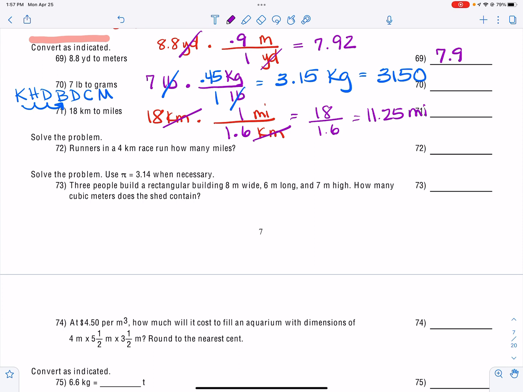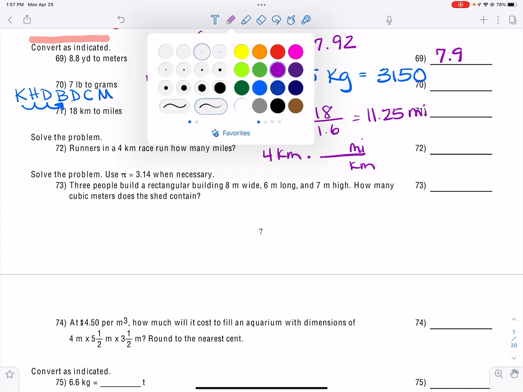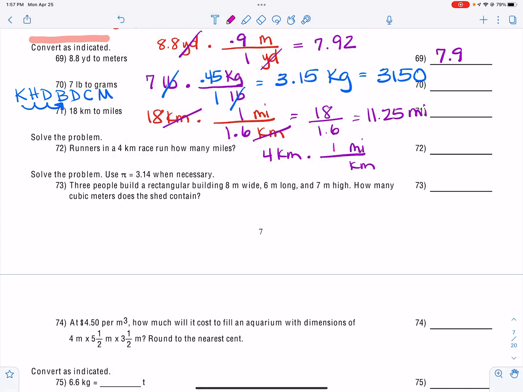Okay. Now, in the same sense, we have 4 kilometers and we want to know how many miles that is, we're going to use the same setup. 4 kilometers, kilometers on the bottom, miles on the top, and we know that 1 mile is 1.6. So if I take 4 and divide it by 1.6, I am going to get 2.5 miles.